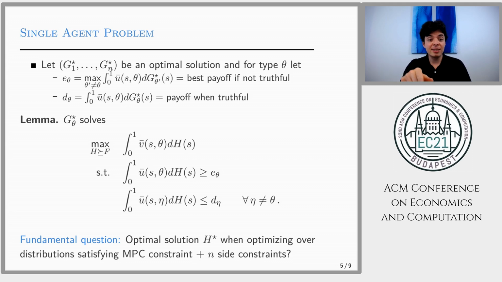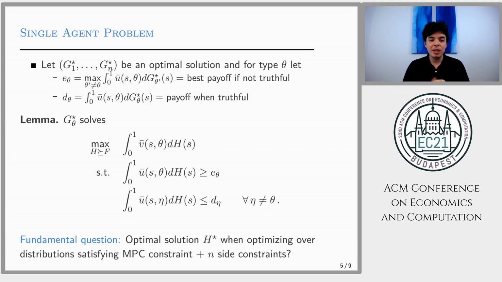If G theta star is not a solution to this problem, this would imply that by picking the optimal solution here, H star, and replacing G star theta in the original menu with H star, we would obtain a solution to the original problem of the designer that has a strictly better payoff. This would contradict the optimality of G star. This cannot happen, so it follows that G star solves this optimization problem.